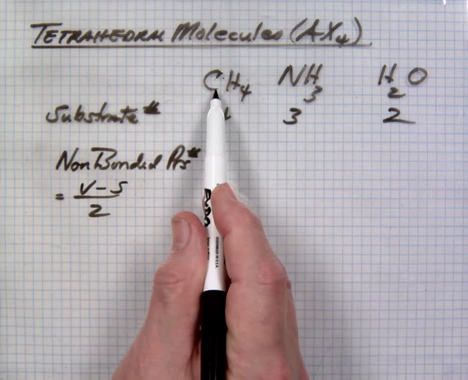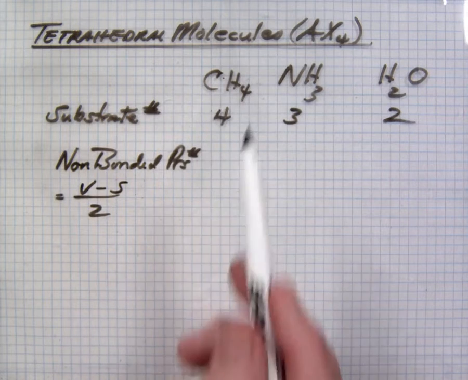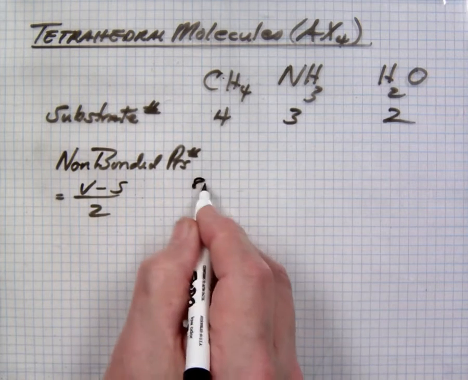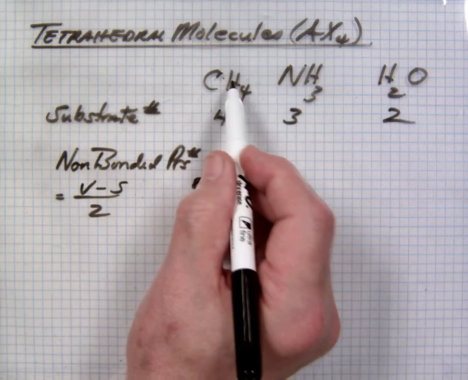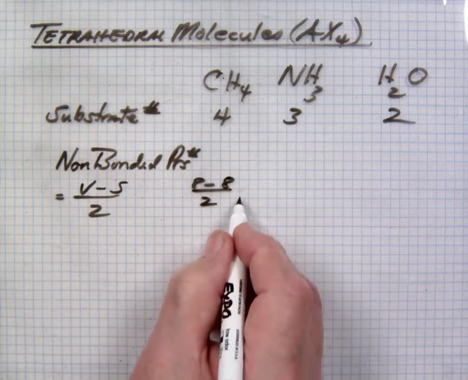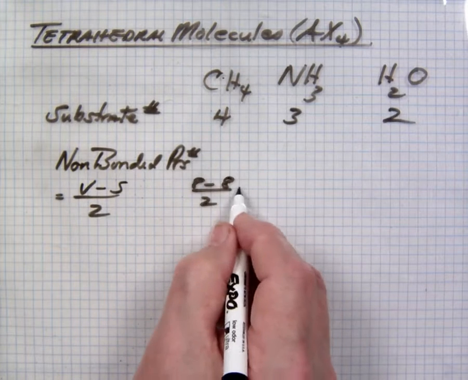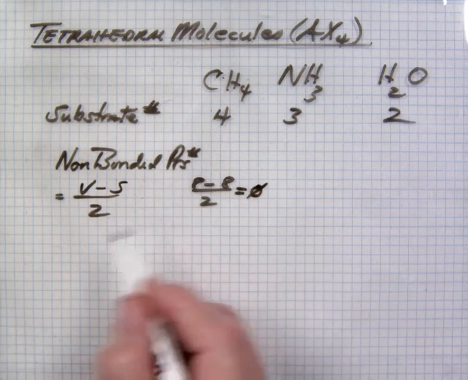All right, and for this one we'll find the valence is 4 and 4, that's 8. We got 4 for carbon, 1 for each hydrogen times 4, and so 8 is the valence number. Substrate number, when hydrogen's filled, is 2. So 2 times 4 is 8. Divided by 2, and so for this one, we have 0 non-bonded pairs.